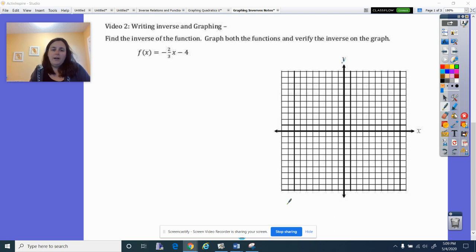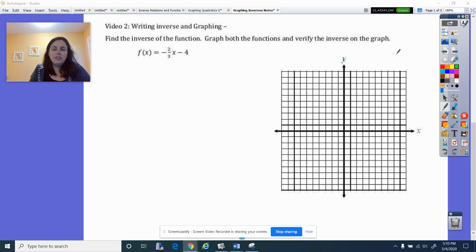So now we're going to talk about how to graph inverses of functions. Here we're told we want to find the inverse of this function, graph both functions, and verify the inverse on the graph. Well, we just talked about that inverses on graphs means that the line should be reflecting over the line y equals x. So that's what we're going to be looking for.